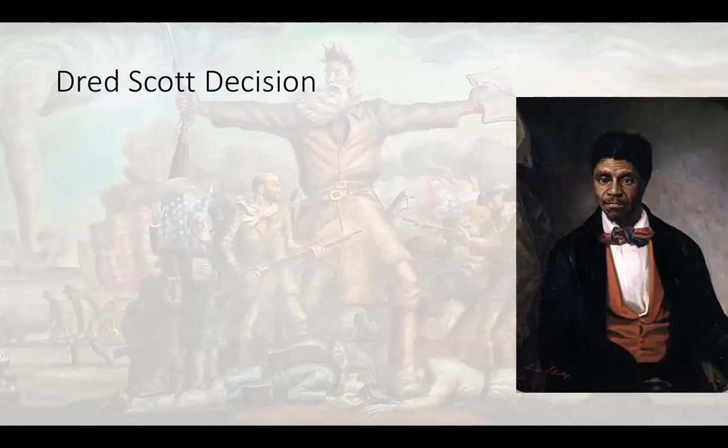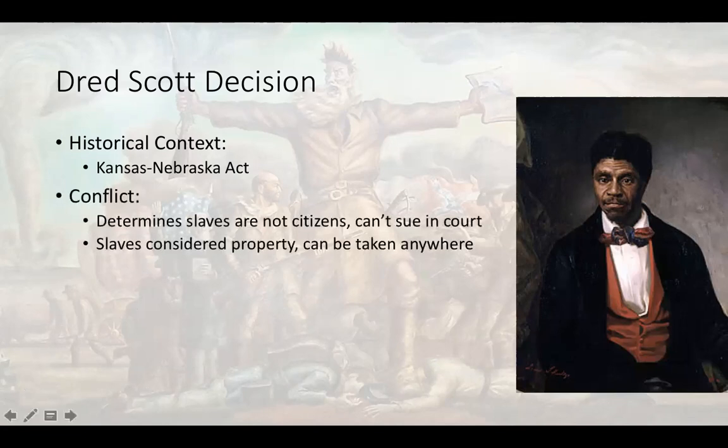Fast forward 1 year and you have the infamous Dred Scott decision in 1857. The historical context behind this is the Kansas-Nebraska Act, which of course undid the Missouri Compromise, which called into question what exactly is a free state and a slave state. So when Dred Scott, a slave from Missouri, is brought to Illinois and then to Minnesota, he says, hey, I'm in free states, I should be free now. And he sues his owners, and it goes all the way to the Supreme Court because the lower courts can't make up their mind.